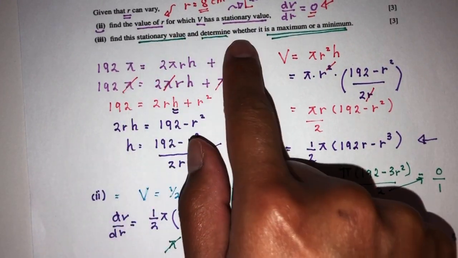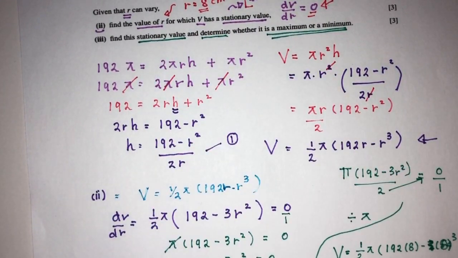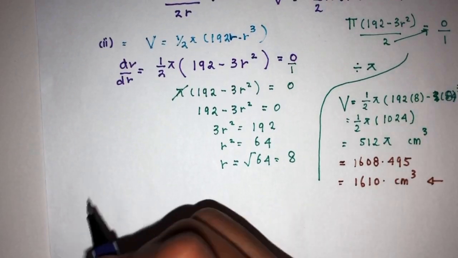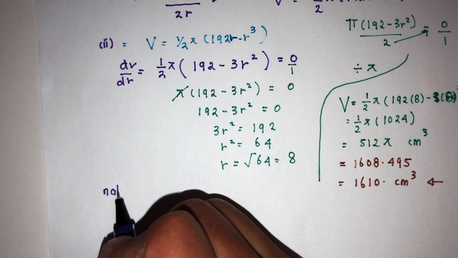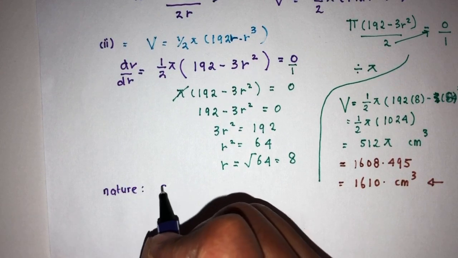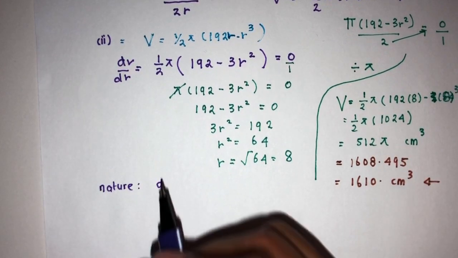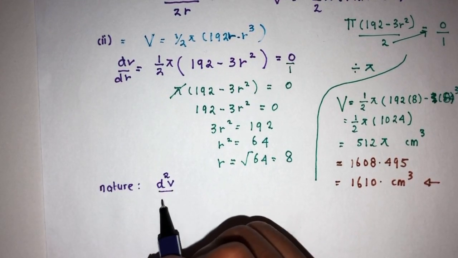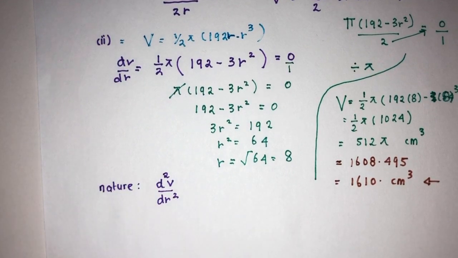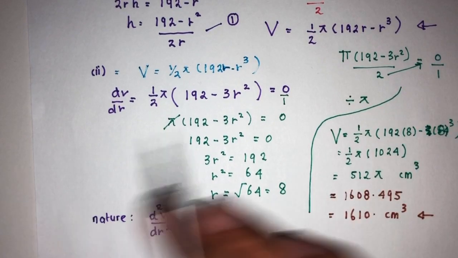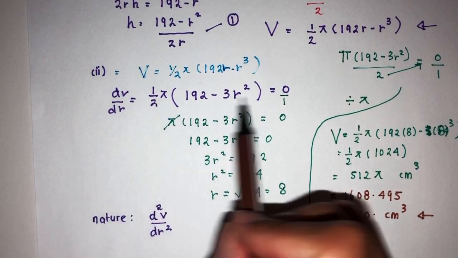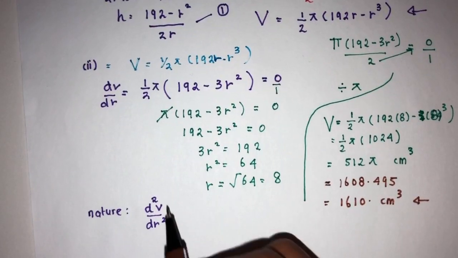Now we have to also find the nature of this value. So pretty easy. To find the nature, we have to use d2v by dr2. So we have to find the second derivative of this one. So we know that dv by dr is this. We have to differentiate that one more time. Let's see what do we get.